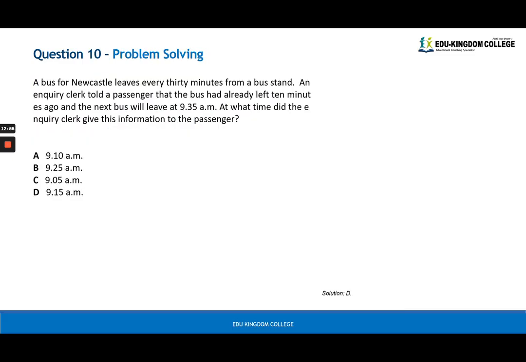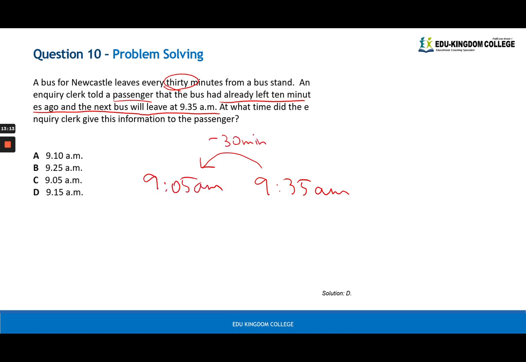And this last question, a bus for Newcastle leaves every 30 minutes from a bus stand, and we are told a passenger that the bus has already left 10 minutes ago. The next bus will leave at 9:35. So the next bus is at 9:35. So the previous bus must be 30 minutes earlier, which is 9:05 a.m.